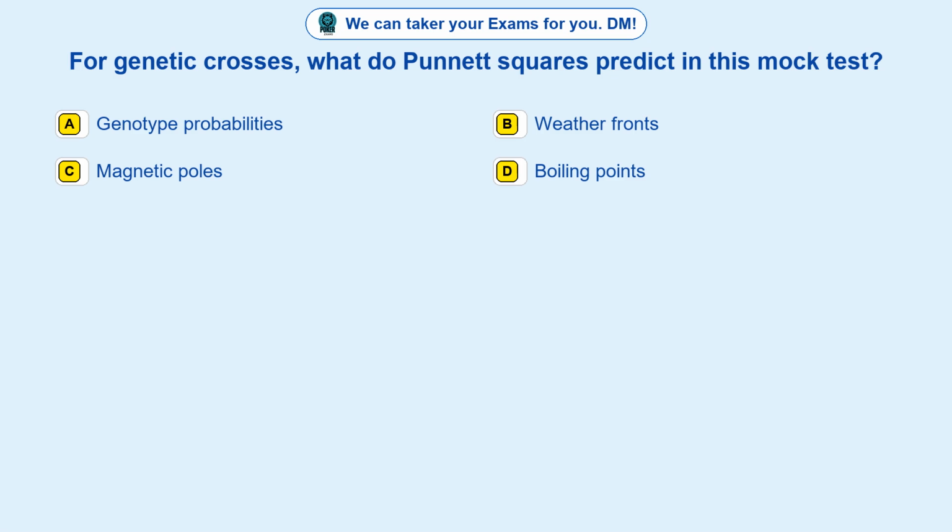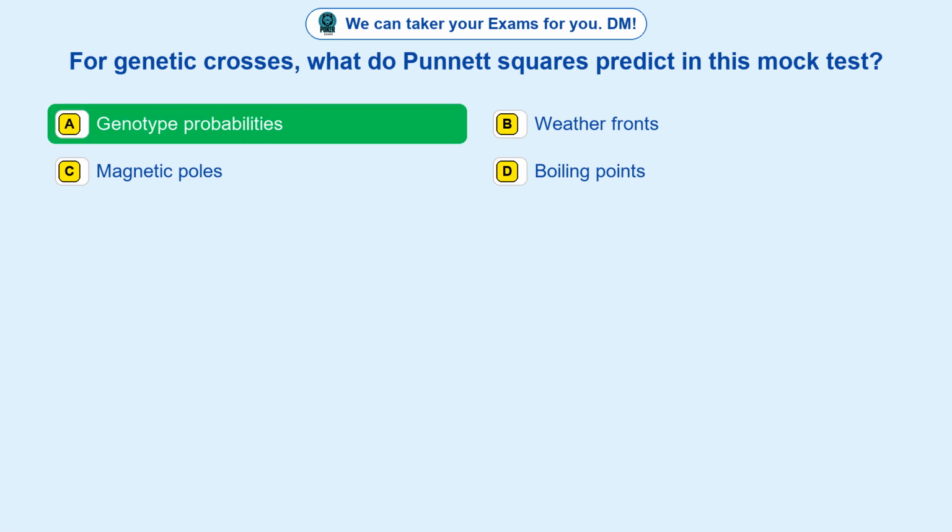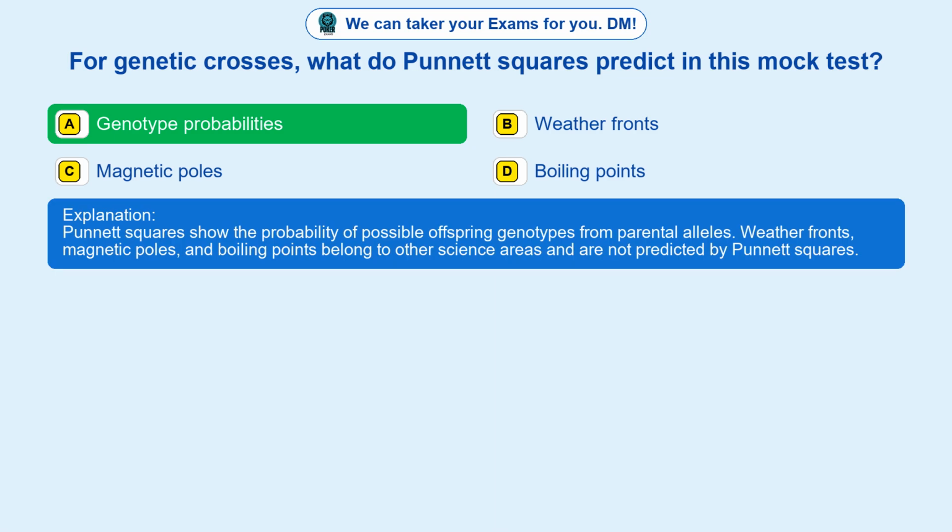Question 27. For genetic crosses, what do Punnett squares predict in this mock test? Option A, genotype probabilities. Option B, weather fronts. Option C, magnetic poles. Option D, boiling points. The correct answer is option A. Genotype probabilities. Punnett squares show the probability of possible offspring genotypes from parental alleles. Weather fronts, magnetic poles, and boiling points belong to other science areas and are not predicted by Punnett squares.